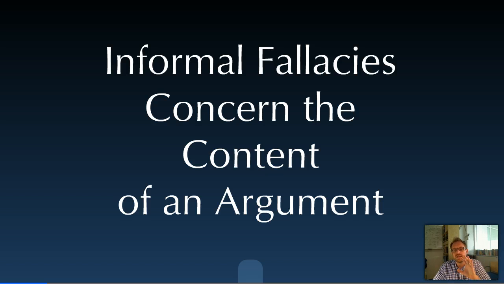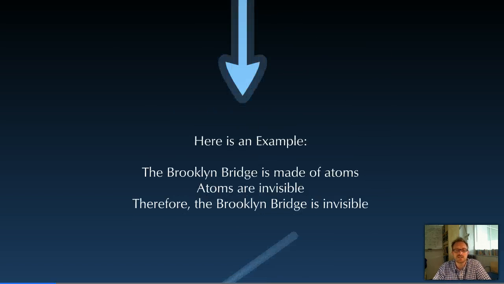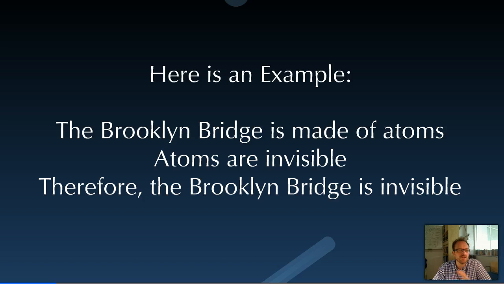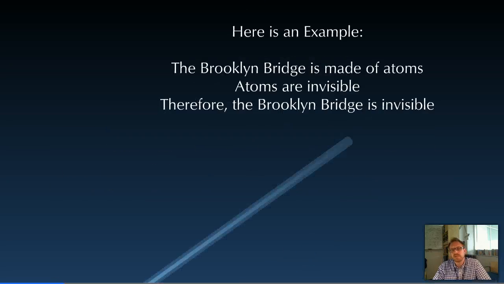So let's go back here. Informal fallacies, in general, concern the content of the argument. Let me give you an example. These examples come from the Patrick Hurley textbook, so a citation and a thanks to Patrick Hurley for his book. Here's the first example. The Brooklyn Bridge is made of atoms. Atoms are invisible, therefore the Brooklyn Bridge is invisible. Now, obviously, if you've ever seen the Brooklyn Bridge, or you just know what a bridge is, you know that it's not invisible. So this is an obviously bad and false argument. Now, what's going on here?